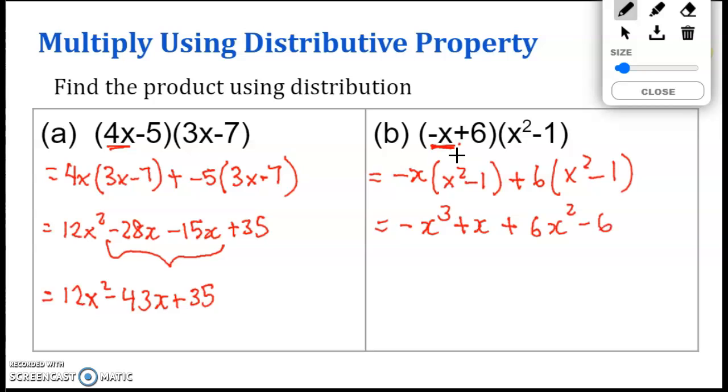Now again, we need to look for like terms. Do we have any x cubes? No. Do we have any x's? No. Do we have x squared? No. And do we have any more constants? No. Okay. However, this is not in standard form. Remember that in standard form, the degree, the exponent, has to be in descending order. So I'm going to rewrite it as negative x cubed plus, now the next one is x squared, so 6x squared plus x minus 6.